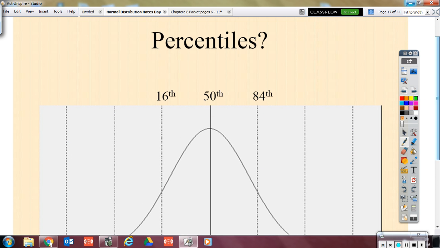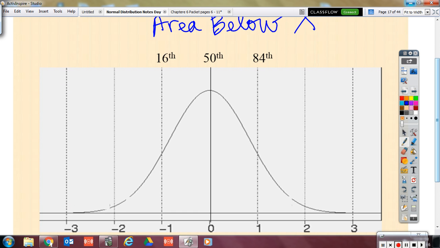to it after we talk about percentiles. A percentile is just another way of saying the area that is below that data. So if you go to the doctor and they say your height is in the 16th percentile, then you are 1 standard deviation below the mean, because this is 16% of data down there below that.